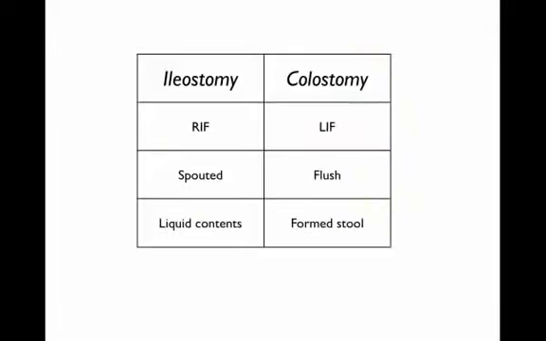Now, as I mentioned, we'll talk briefly about the differences between an ileostomy and a colostomy, as these do often come up in clinical practice. There are three ways in which you can tell the difference between each of these, and they're opposites to make it easier for us. So an ileostomy is frequently seen in the right iliac fossa. It's often spouted, and the stoma bag will have liquid contents. On the other hand, a colostomy is frequently found in the left iliac fossa. The stoma is flush with the surrounding skin, and the bag will have formed stool.